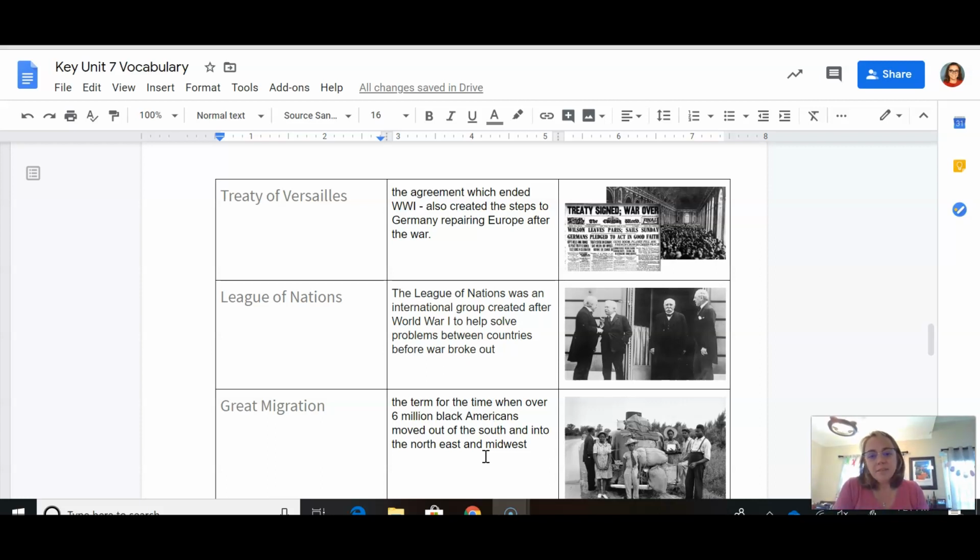Okay? The League of Nations was an international group created after World War I to help solve problems between countries before war broke out. Again, the United States was not a part of the League of Nations, although Woodrow Wilson is the person who came up with it.